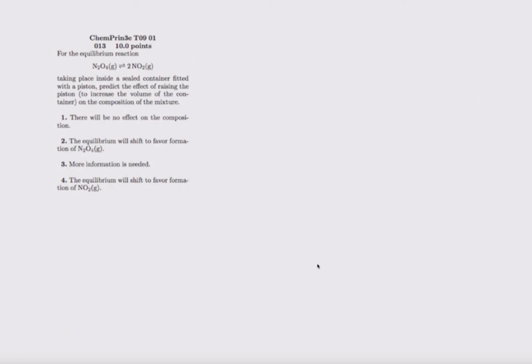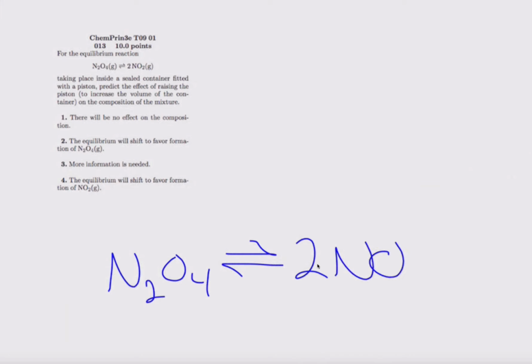What would be the effect of raising the piston in this equation, which means we're increasing the volume, which would also have the same effect as decreasing the pressure? Do we favor the left-hand side or the right-hand side? When you're looking at an equation like this, which has gases on either side, this is Le Chatelier's principle. The stress that we're applying to the system is that we are lowering the pressure by increasing the volume.